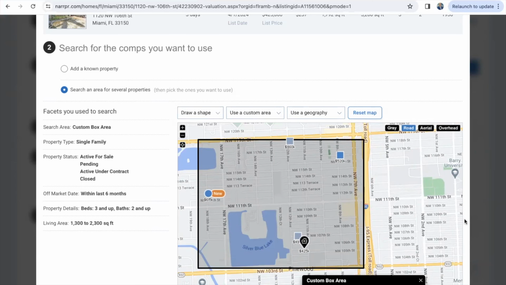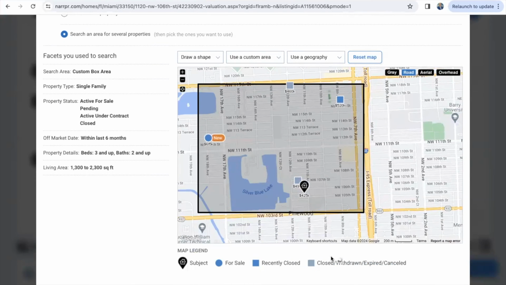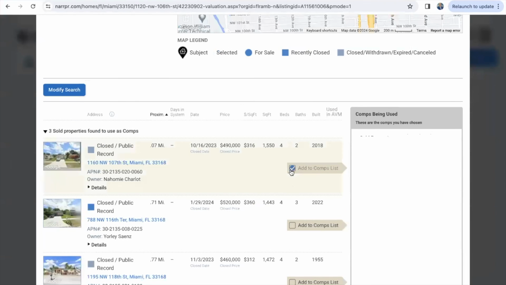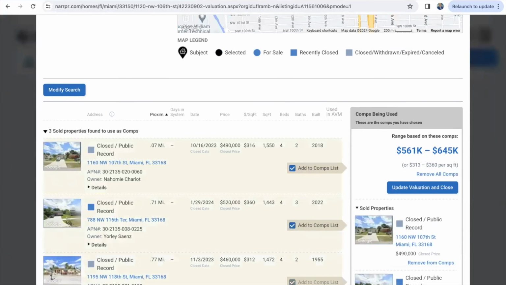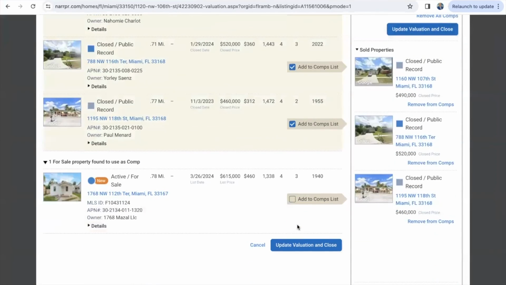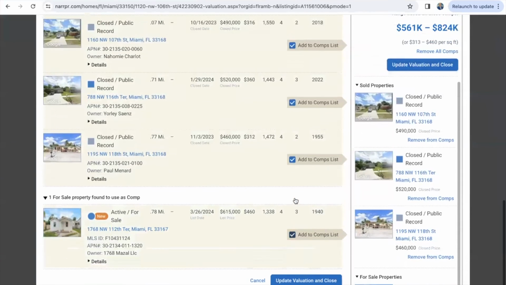All right. So we're not going to include the homes in Miami Shores because it's not really comparable at all. Okay. So we have 3 sales, 1, 2, 3. We're between 561 and 645. We have an active listing coming in at 615.